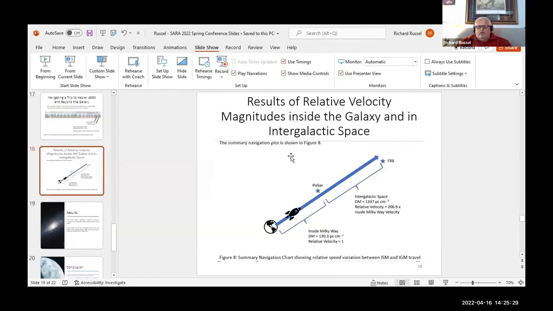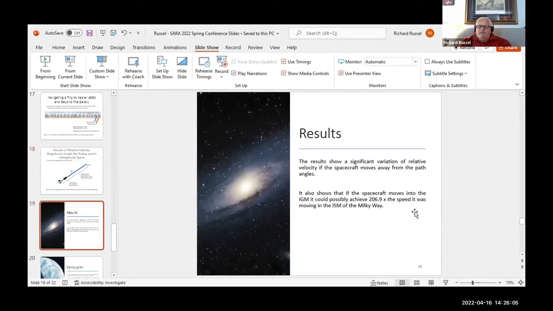Quick summary of what it looks like. Inside the Milky Way to the pulsar, if you say that's a relative velocity of 1, then from the pulsar to the FRB, your speed increases by about 207 times just from density differences. Using the same force, so 1 Newton thrust, you get a 206 or 207 times increase in velocity just because of the density of drag.